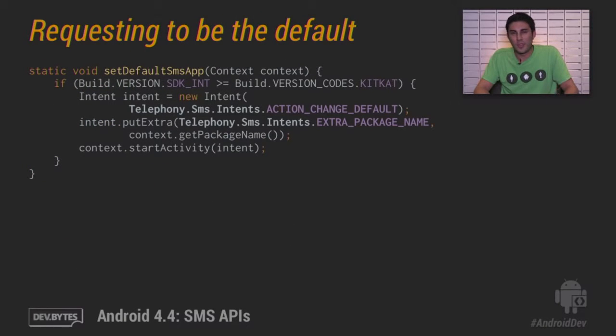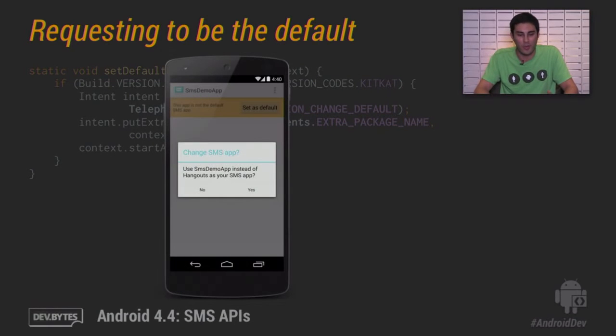You can also open a system dialog to ask the user if they would like to switch the default SMS application to be yours. To do this, use a new intent action change default, along with an extra package name to pass your package name to another activity which opens a system dialog that looks something like this that I showed you before. As soon as the user clicks yes, your application will now be the default. Your previous activity will get a call to onResume, and it can adjust its layouts and functionality as needed.